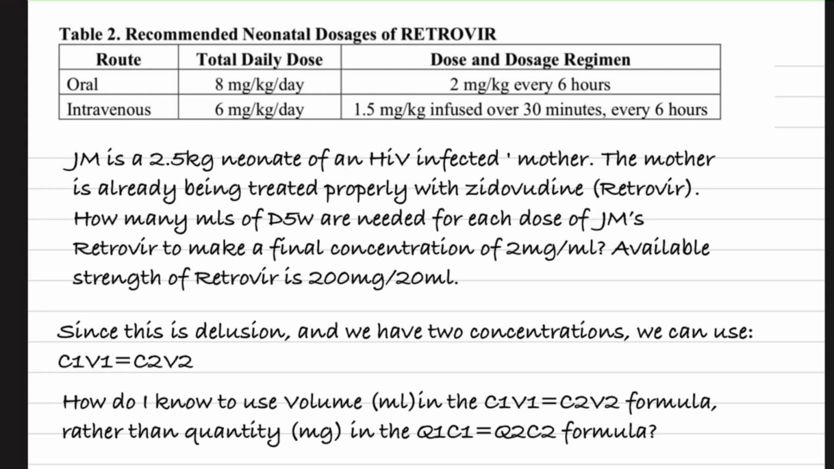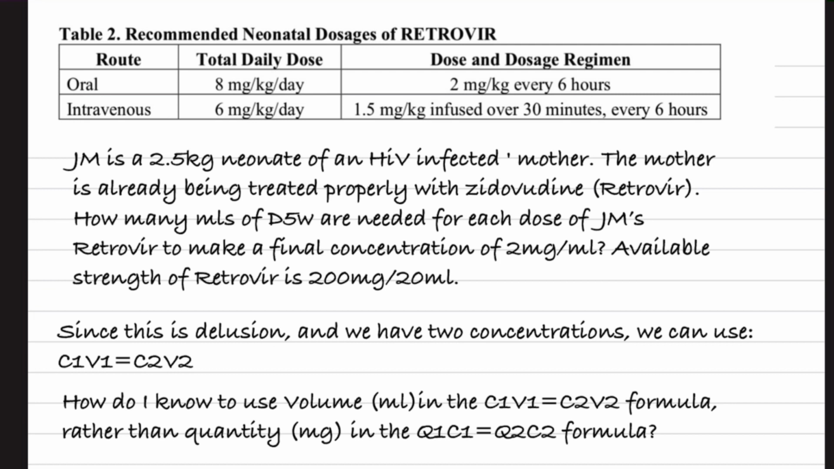We have a problem here about Retrovir. We're going to jump down to where the question is: how many milliliters of D5W are needed for each dose of JM's Retrovir to make a final concentration of 2 milligrams per mL? The available strength of Retrovir is 200 milligrams per 20 mL.